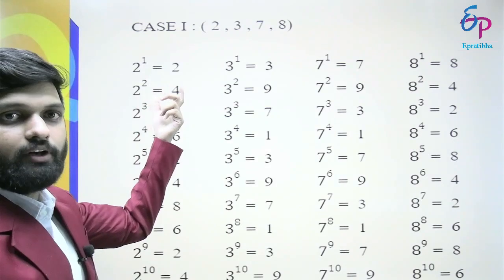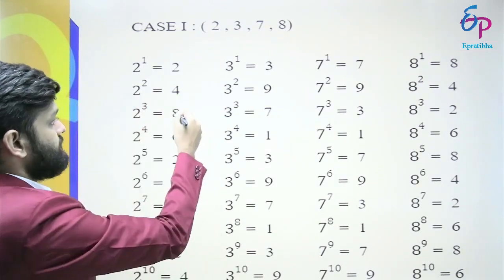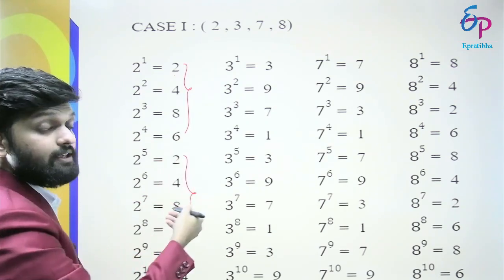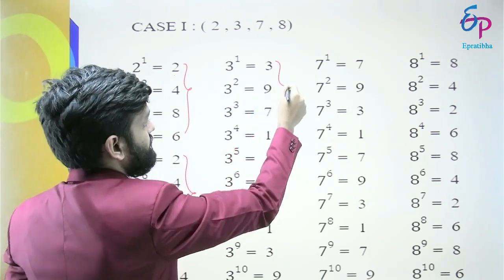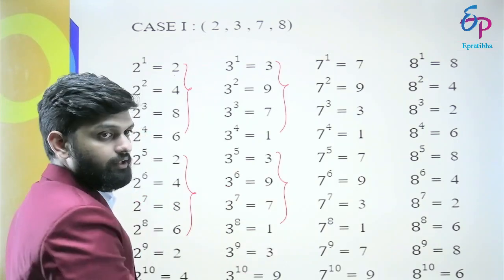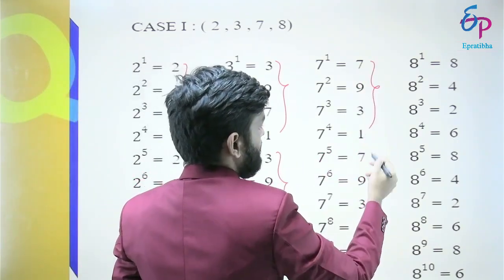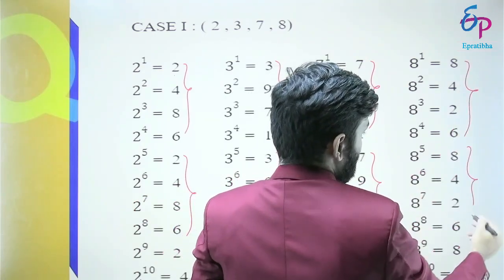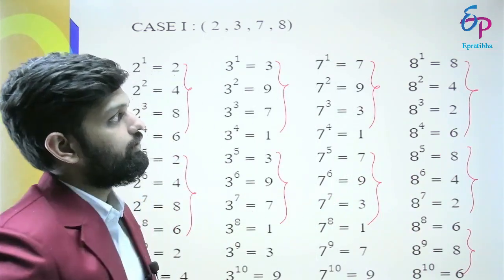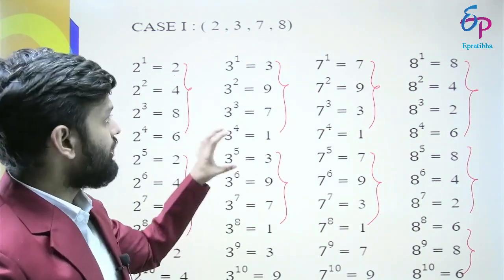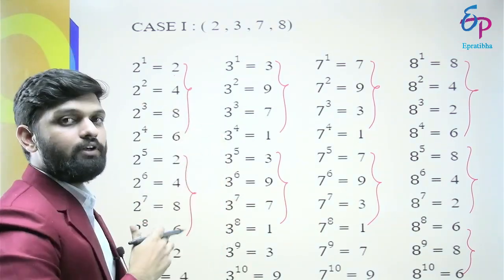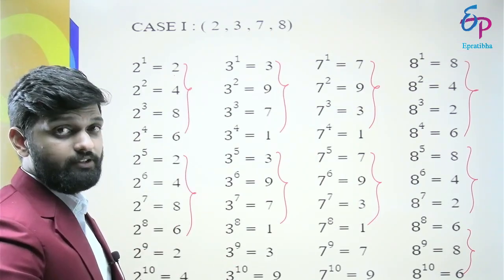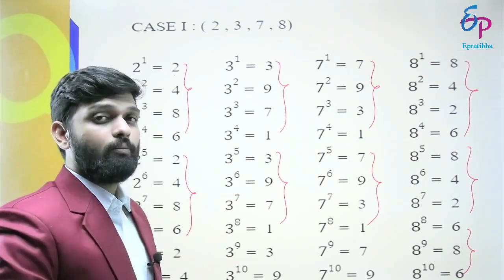If you can see here, 2 power 1 is 2, 2 square is 4, 2 cube is 8. This is 2, 4, 8, 6, and this is 2, 4, 8, 6. For 3 it is 3, 9, 7, 1, and for 7 it is 7, 9, 3, 1. For 8 it is 8, 4, 2, 6. So this is how the cyclicity follows for the individual numbers. For 2 it is different, for 3 it is different, for 7 it is different, for 8 it is different, but it will follow one common quality.